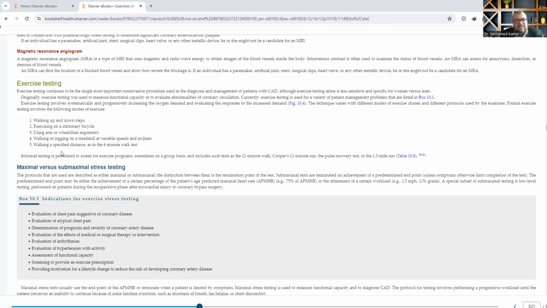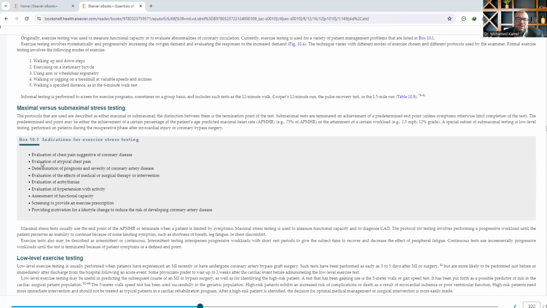Walking a specific distance, as in the 6-minute walk test. Okay, and we will also explain what's meant by the 6-minute walking test. Informal testing is performed to screen for exercise programs, sometimes on a group basis, and includes such tests as a 12-minute walk, Cooper's 12-minute run, pulse recovery test, or 1.5 mile run. These are informal testing. It is not formal testing, but it gives us an idea about whether the patient will be able to participate in exercise testing or not.